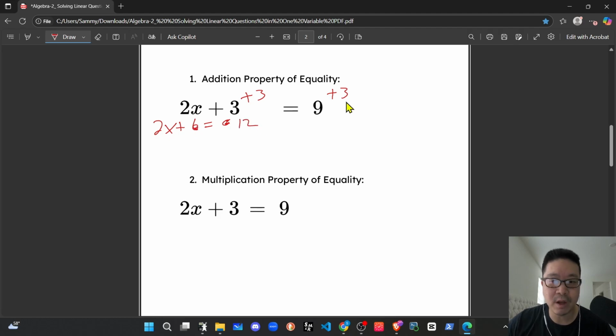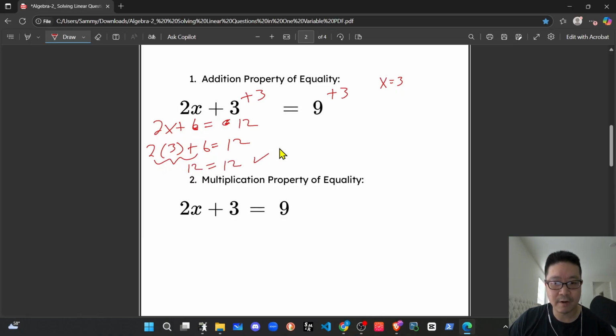And we know x equals 3. So I'm going to plug in 3 for x. Two times 3 is 6. 6 plus 6 is 12. And 12 equals 12. Therefore, this equation is true. So that's what the addition property of equality is. Whatever you add or subtract to one side, you must also add or subtract to the other side to maintain equality.